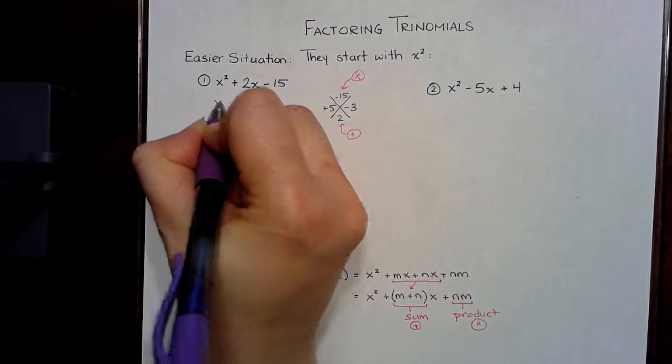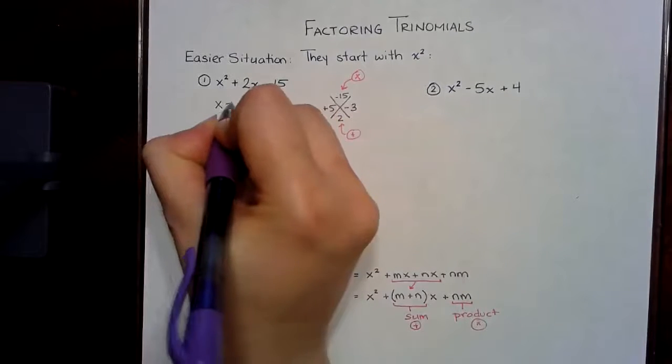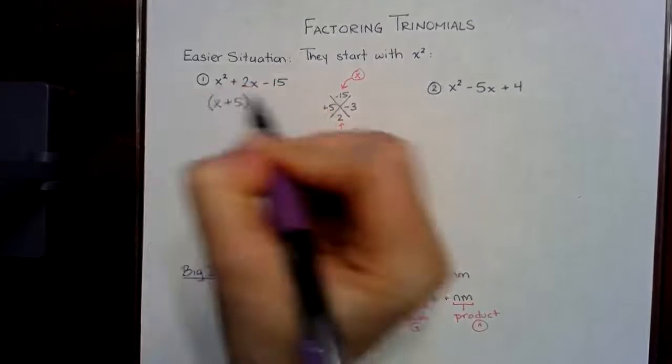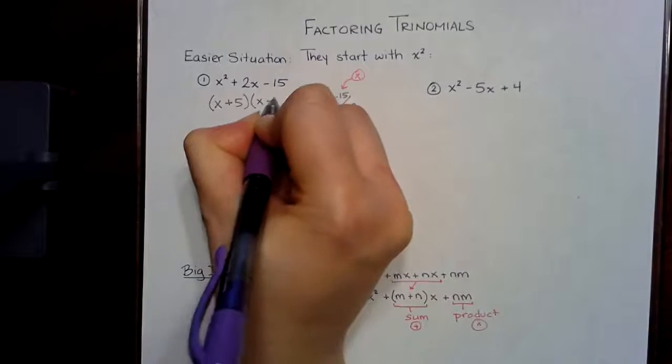So what does that tell us? It tells us that our final answer here is going to be x plus 5 times x minus 3.